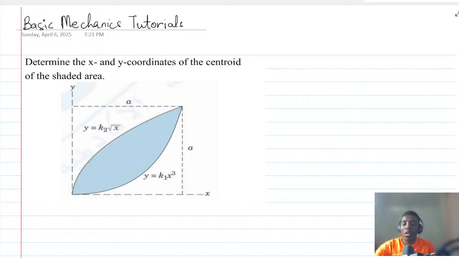So in today's tutorial, we'll be looking at centroid, and then we'll look at some pulley questions, but I would also look at the truss using the method of sections.